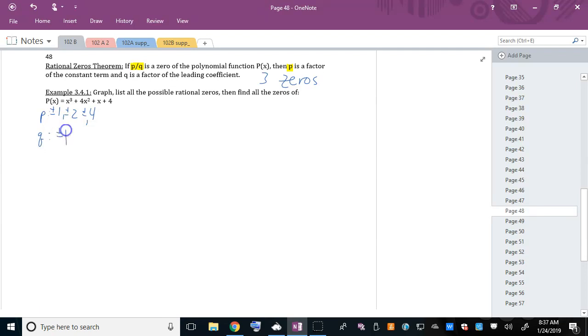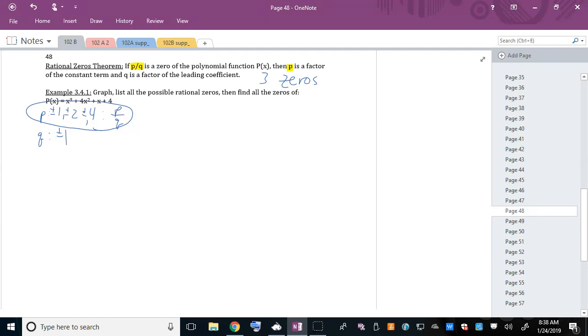Here my leading coefficient is just 1. If your leading coefficient is 1, then this list for p is also my list for p over q. So those 6 numbers are the only rational numbers that could work in this polynomial. For example, 3 is not in that list, so 3 cannot be a zero of this polynomial.